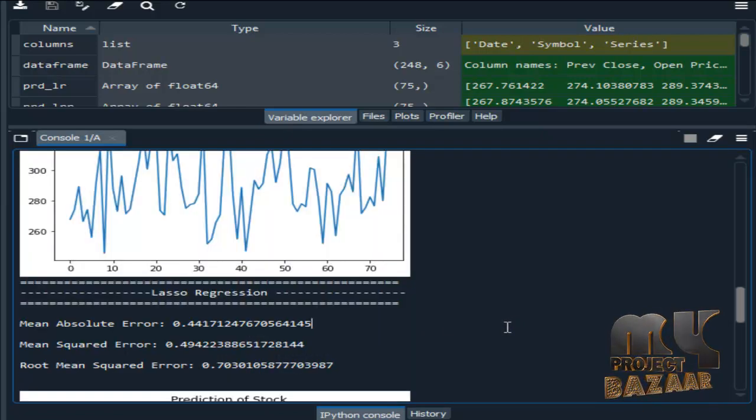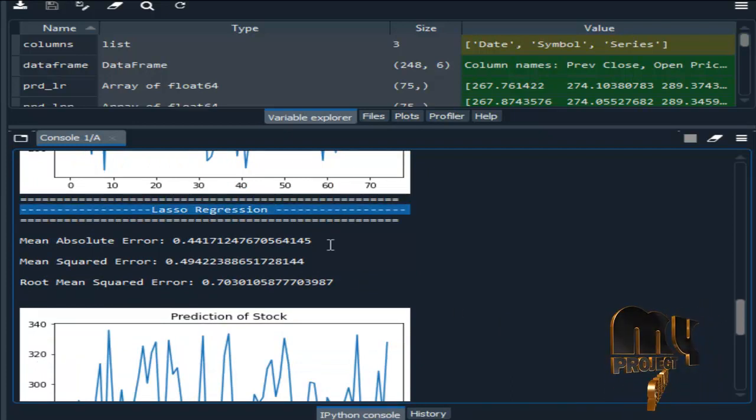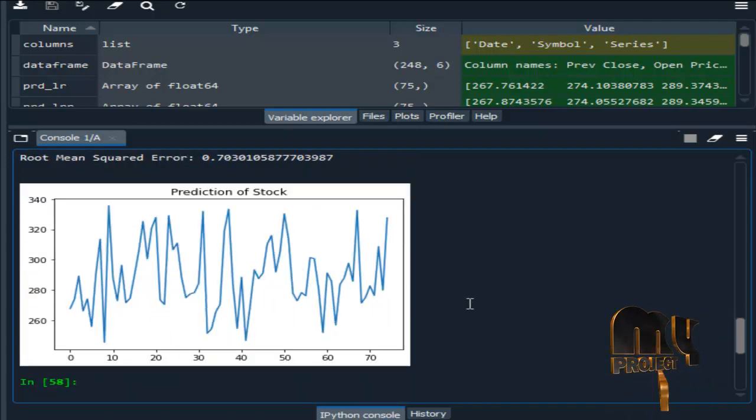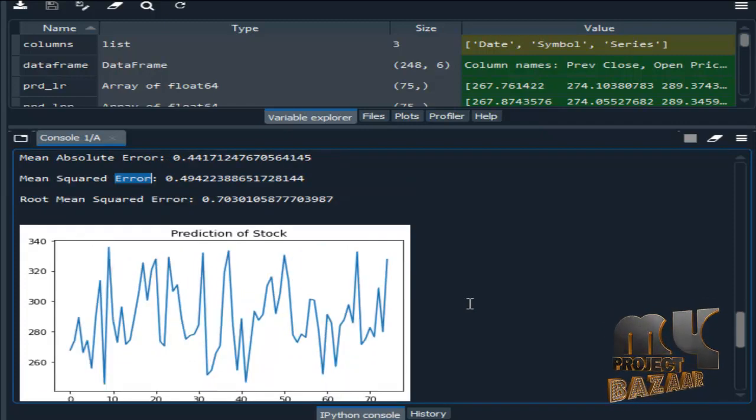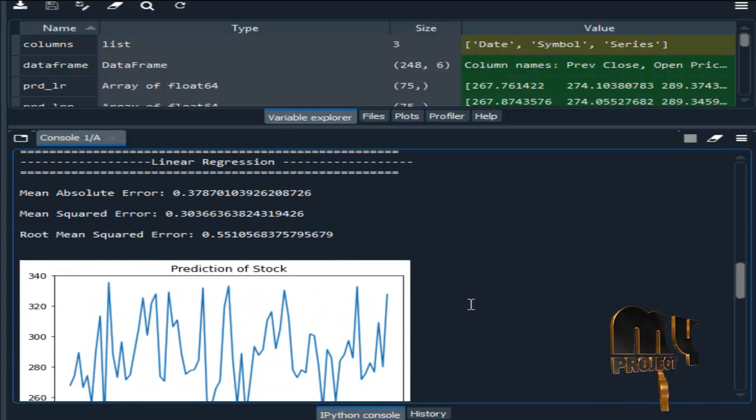Similarly, we implemented another algorithm, lasso regression. Under this algorithm, we also estimated the same performance metrics we discussed before, like mean absolute error, mean square error and root mean square error. So this is the prediction graph for lasso regression. So this is the output for stock price prediction using machine learning.